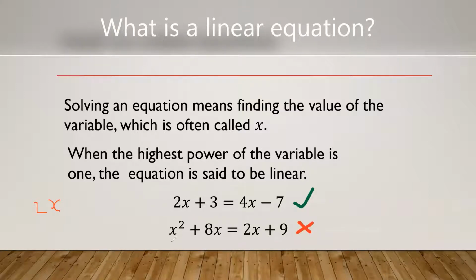Now, the second example, rather, we've got 2 terms in x and 1 term in x squared. Now, x is the variable in this equation, but we've got 1 term that has a power that is greater than 1, which is the term in x squared. So this equation is not linear. Okay?